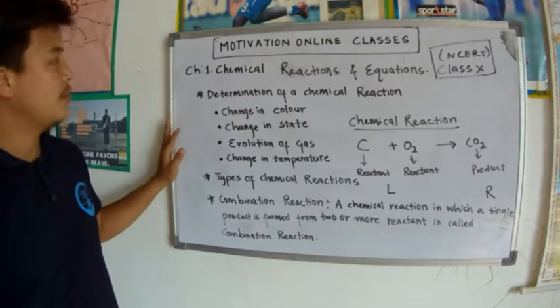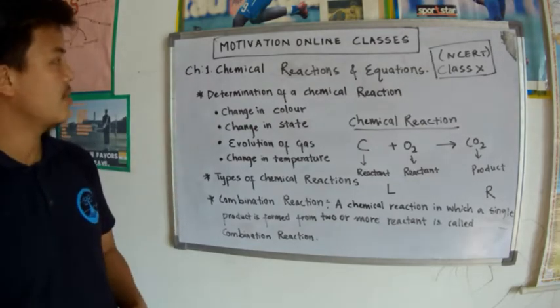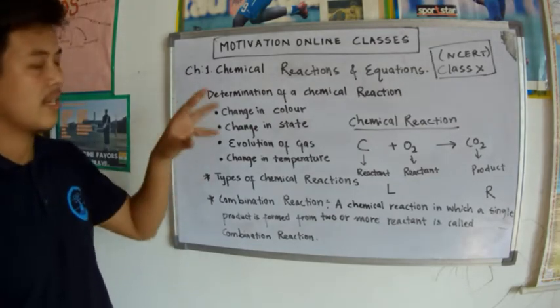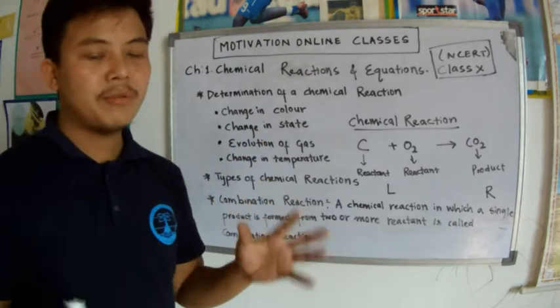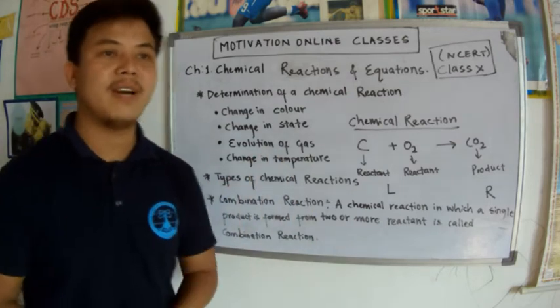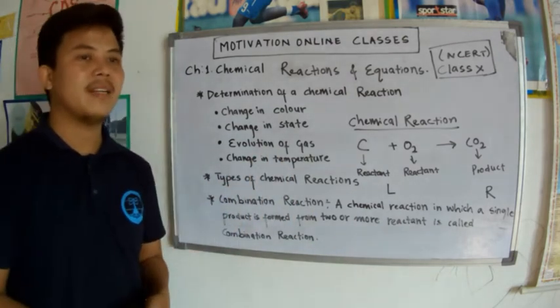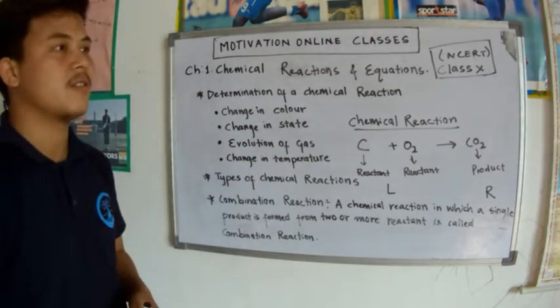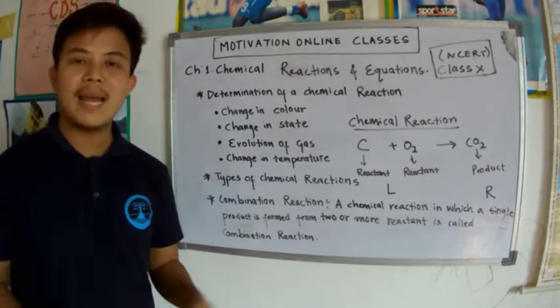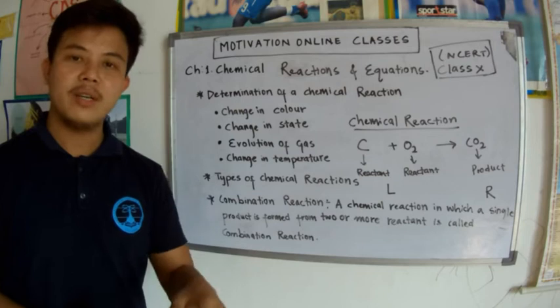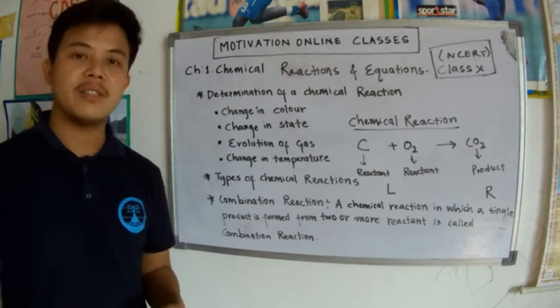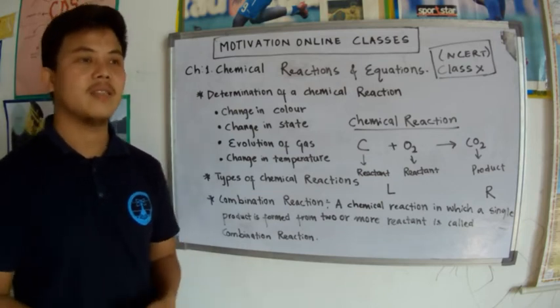Before starting this chapter, I just want to say some basic things in order to understand it. There are two types of changes in our environment: the physical change and the chemical change. Physical changes are like when ice melts, it turns into liquid water, and again when it is heated, it turns into vapor, that is the gaseous form.